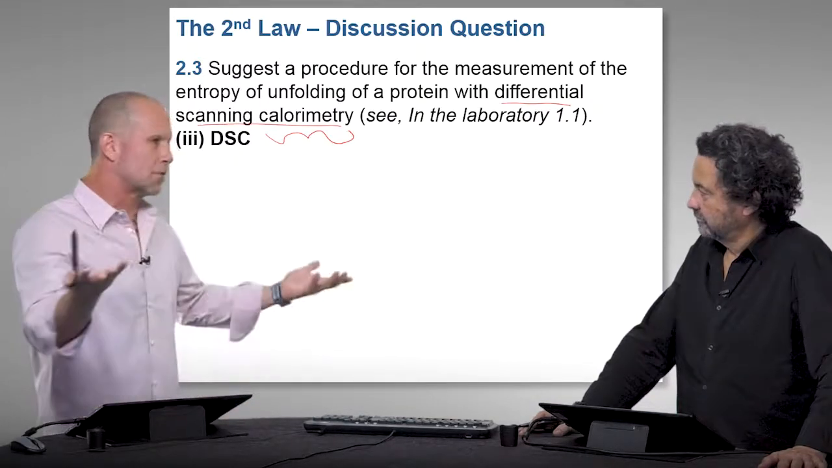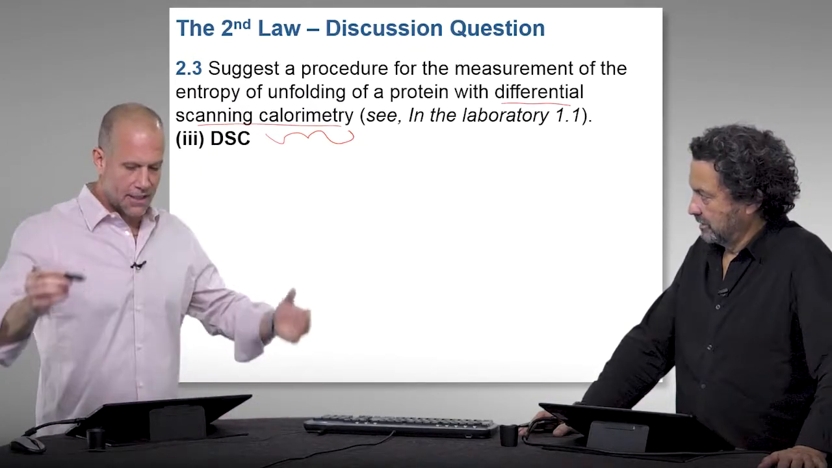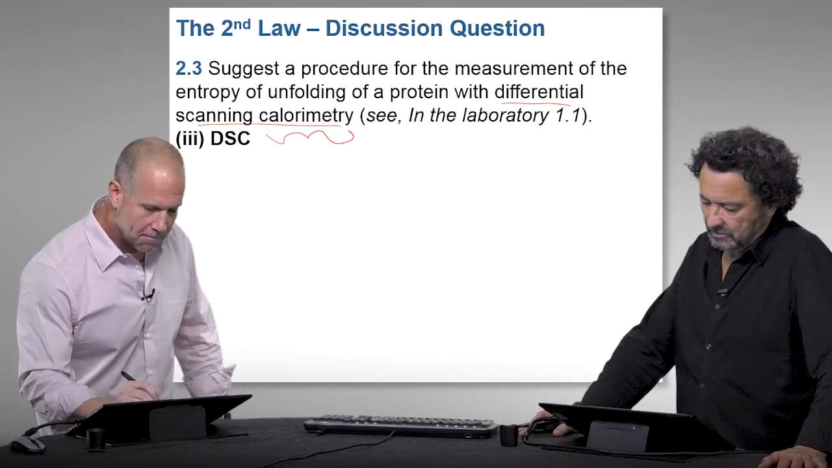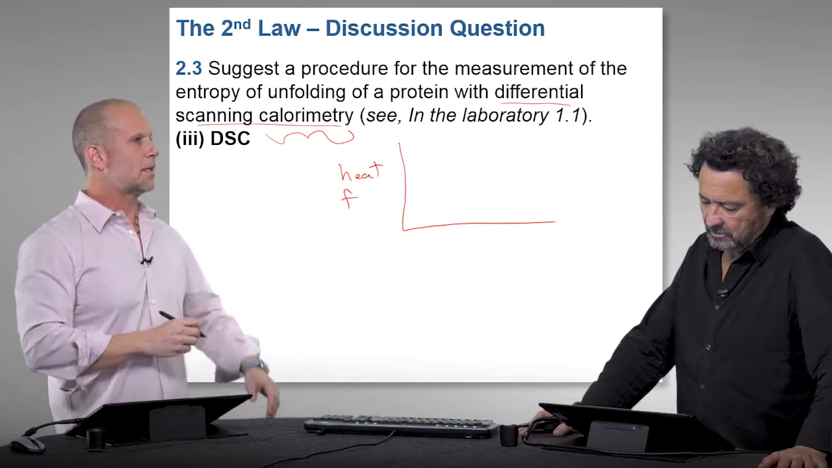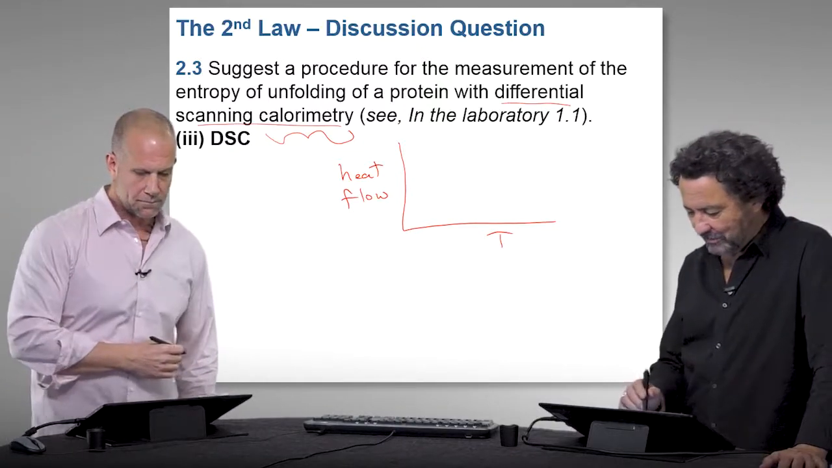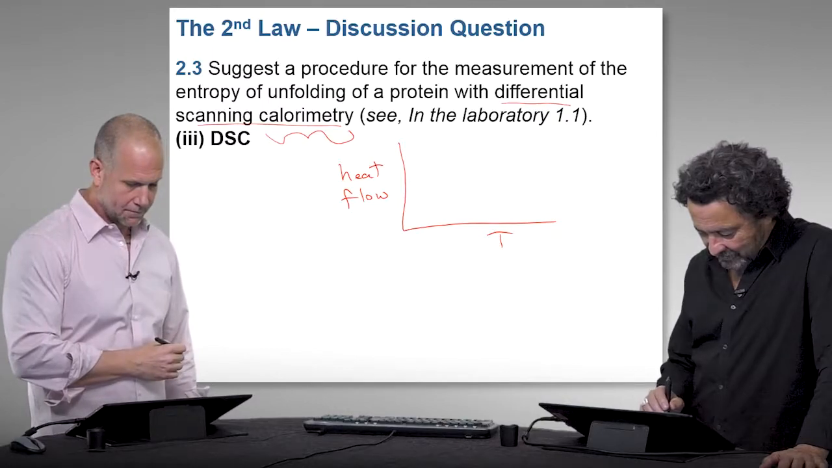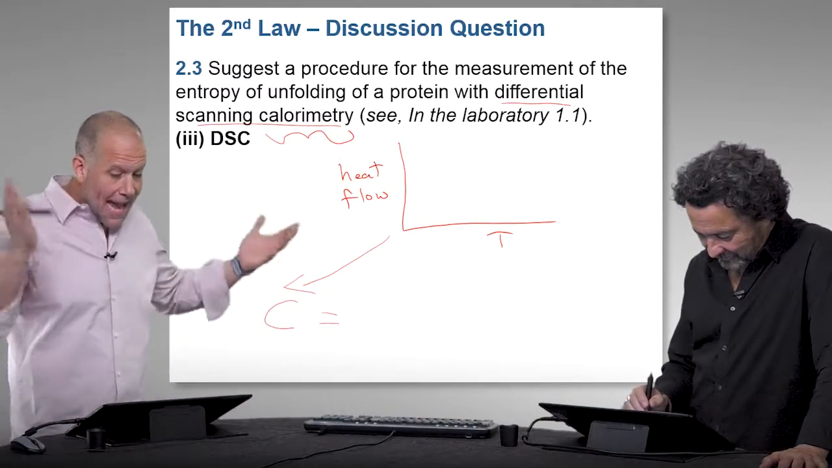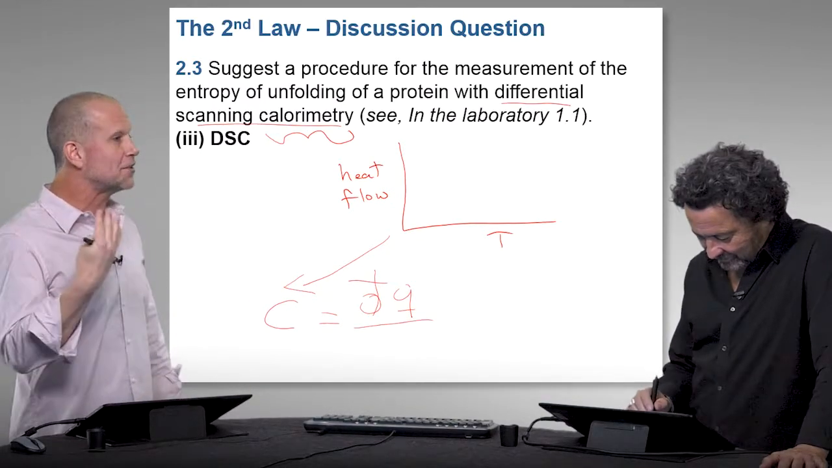It's almost always, of course, temperature. We're measuring temperature differences or changes. So this is going to be some measure of heat flow as a function of changing temperature, and we can decide the rate at which we change the temperature. Right, and you see immediately, you can make the correspondence between this plot and the definition of heat capacity. Yes, exactly.